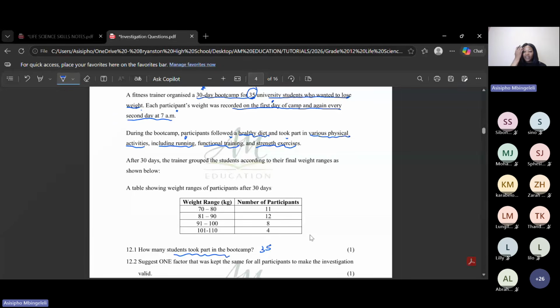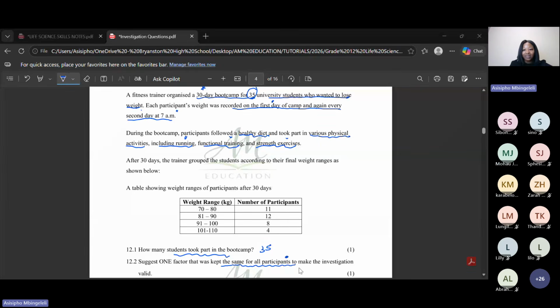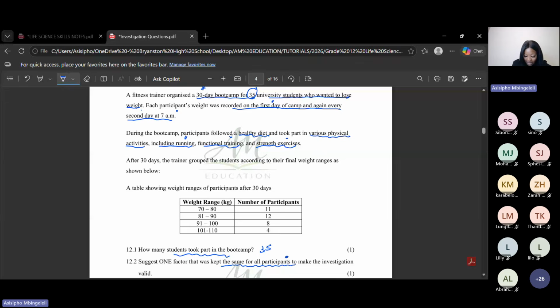Suggest one factor. Now, this is where you are answering. Suggest one factor that was kept the same for all participants to make the investigation valid. Validity. What was kept the same? Unmute and tell me. Anyone. Anything that comes to mind that was kept the same. Healthy diet. They follow the healthy diet. Lovely. Healthy diet. That's the first one. They all followed a healthy diet. That's the first one. The second one.